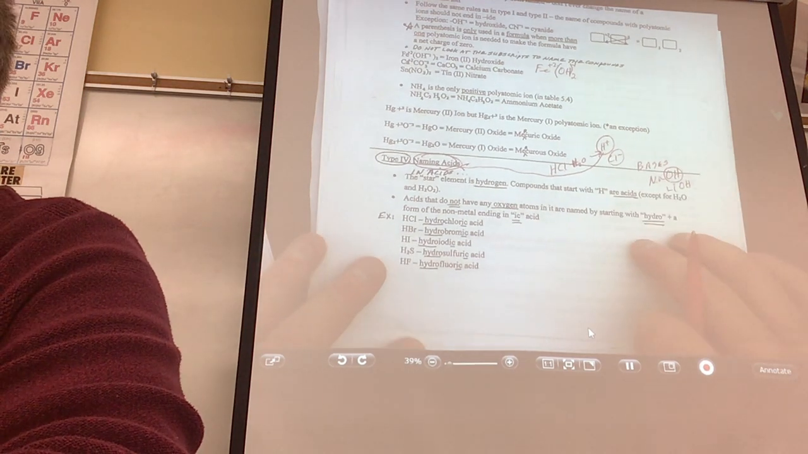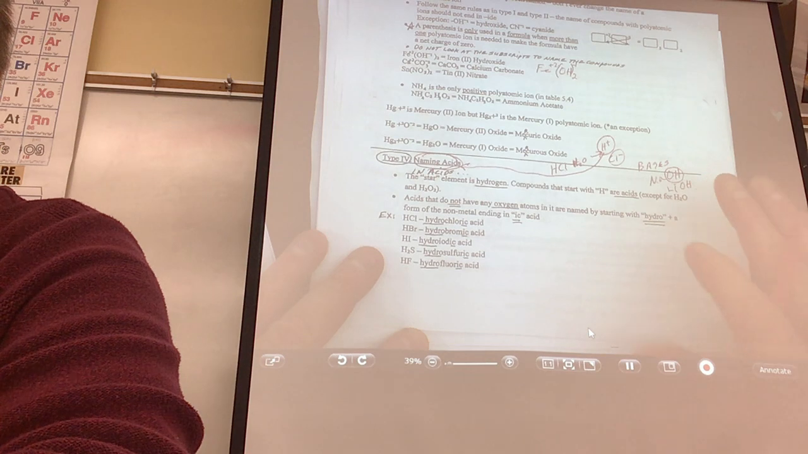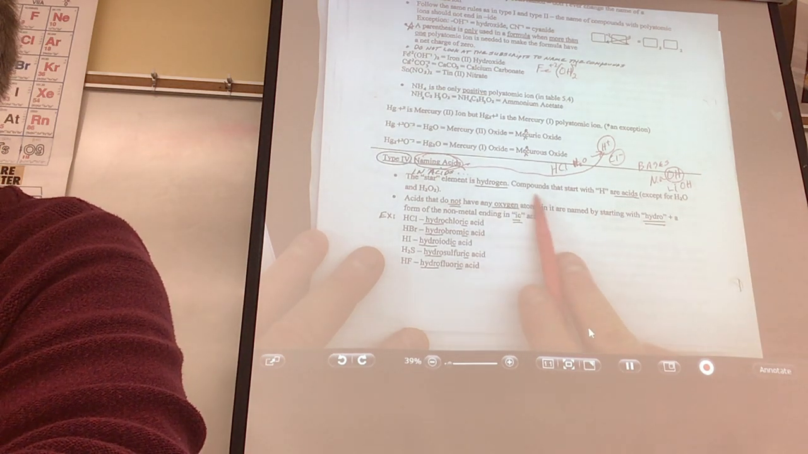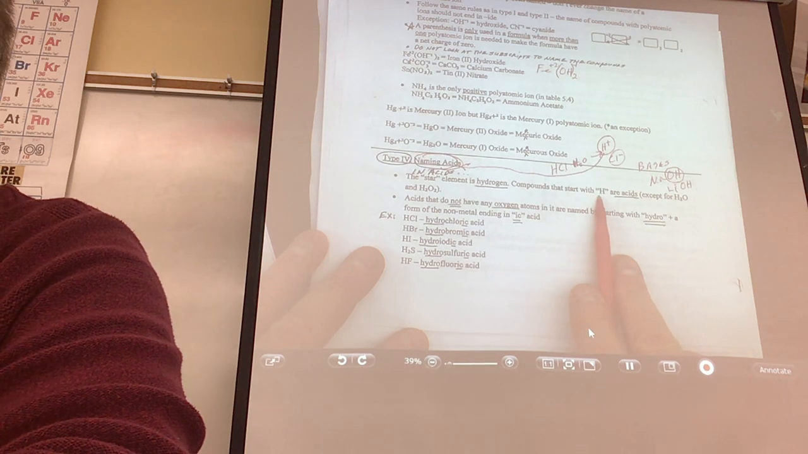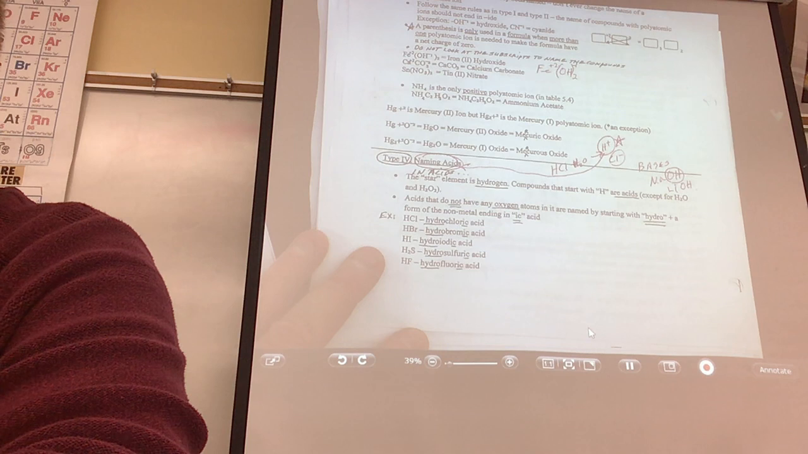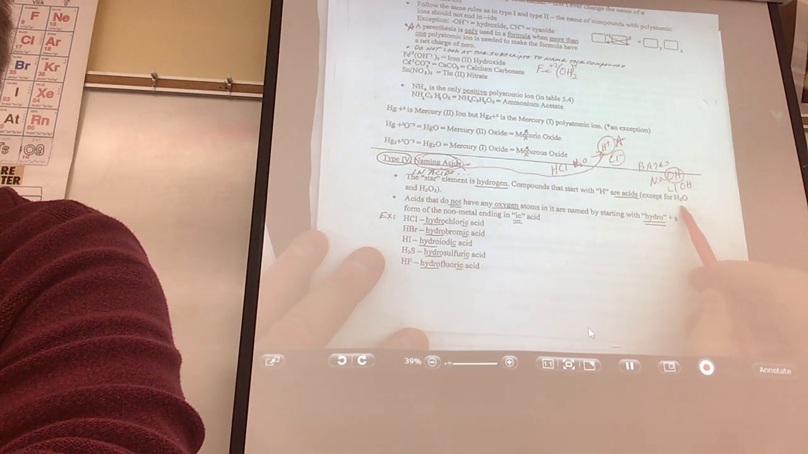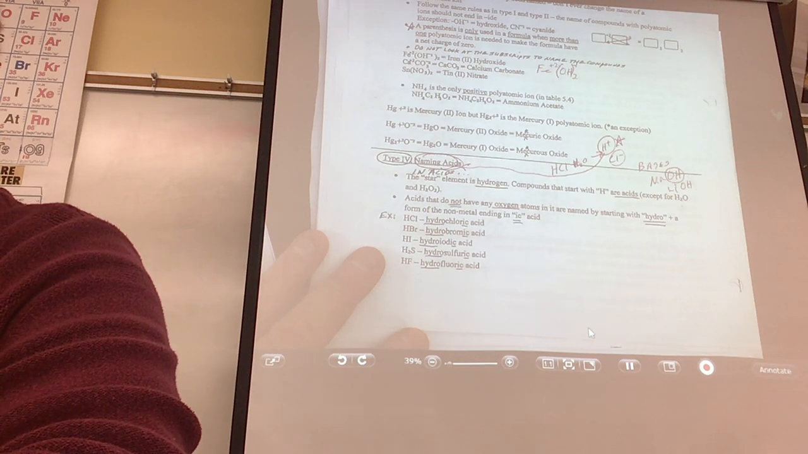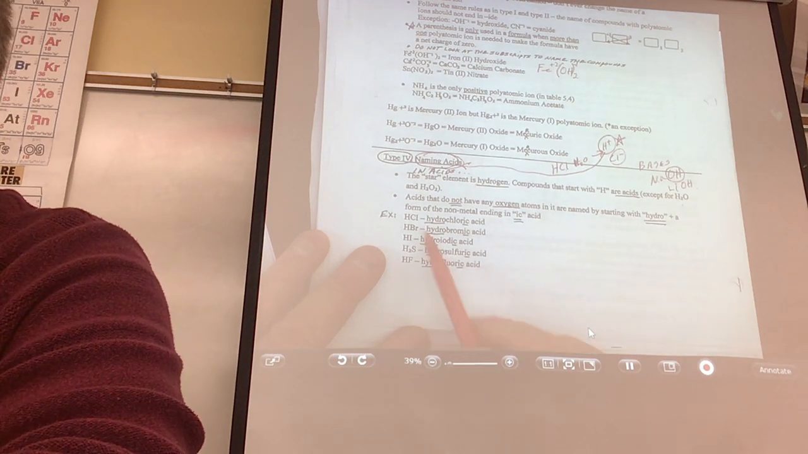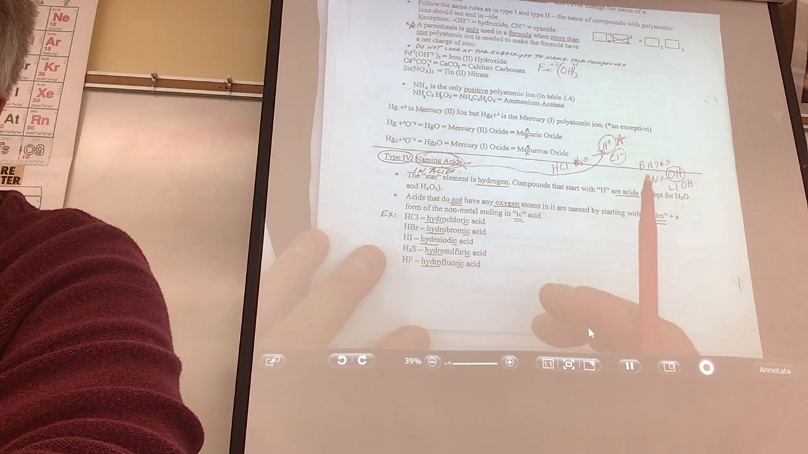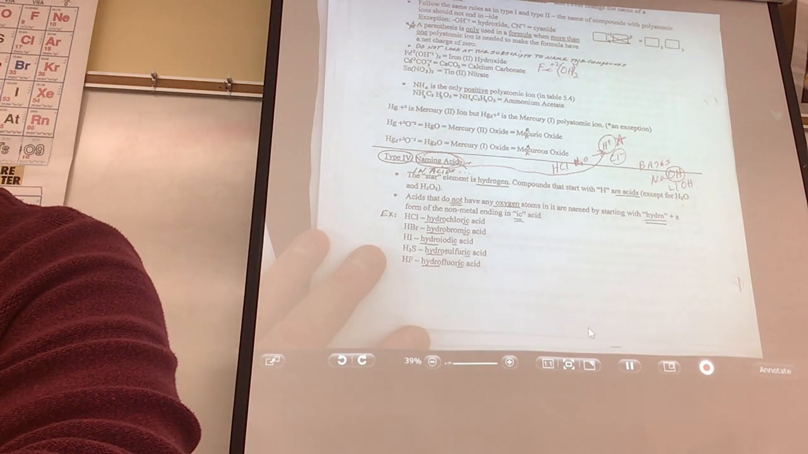Now, all I want you to know is, how do you know if something's an acid? Okay, here we go. Compounds that start with an H, because who's the star of the show? The hydrogen ion is. You get that? Except for water, which starts with an H, and hydrogen peroxide, which starts with an H. Except for those two, if you see any chemical that starts with an H, you have to name it like an acid. I'm looking at your faces, all right?